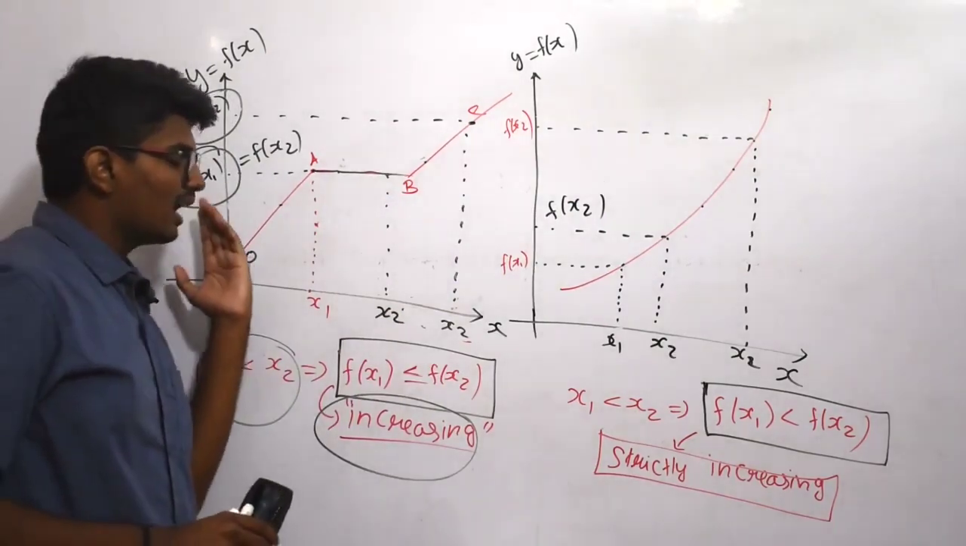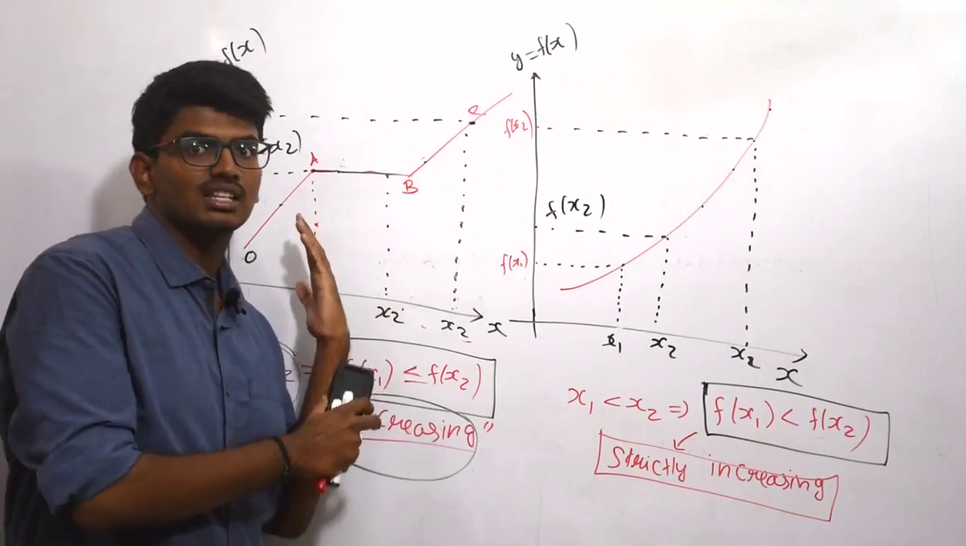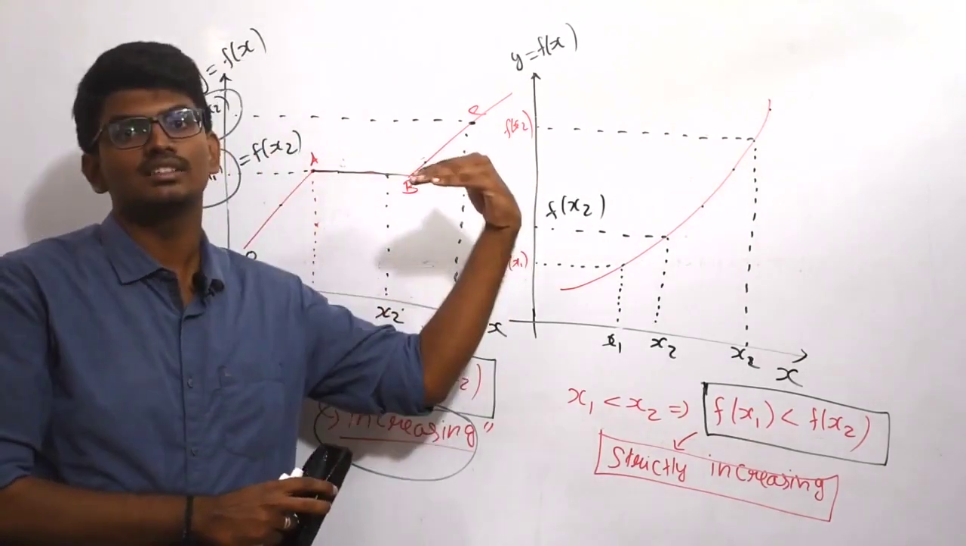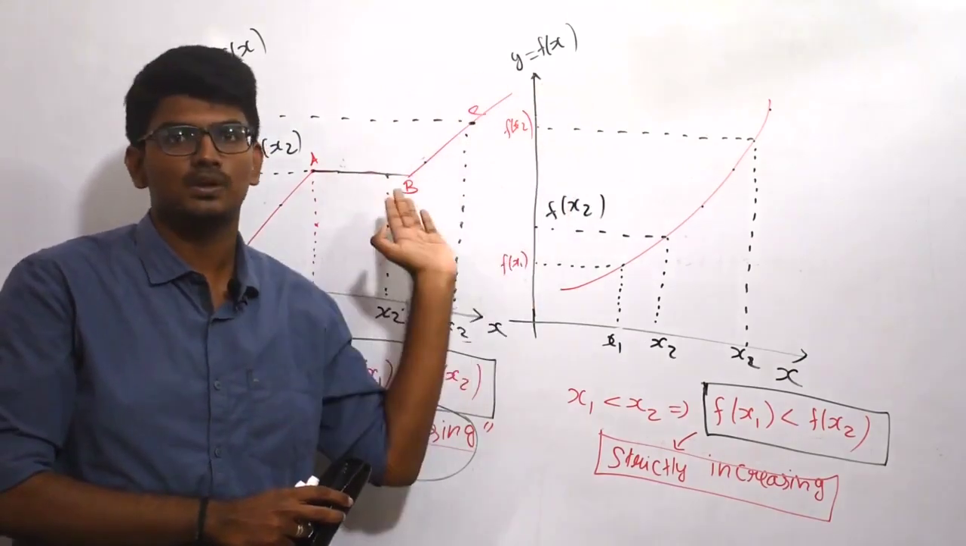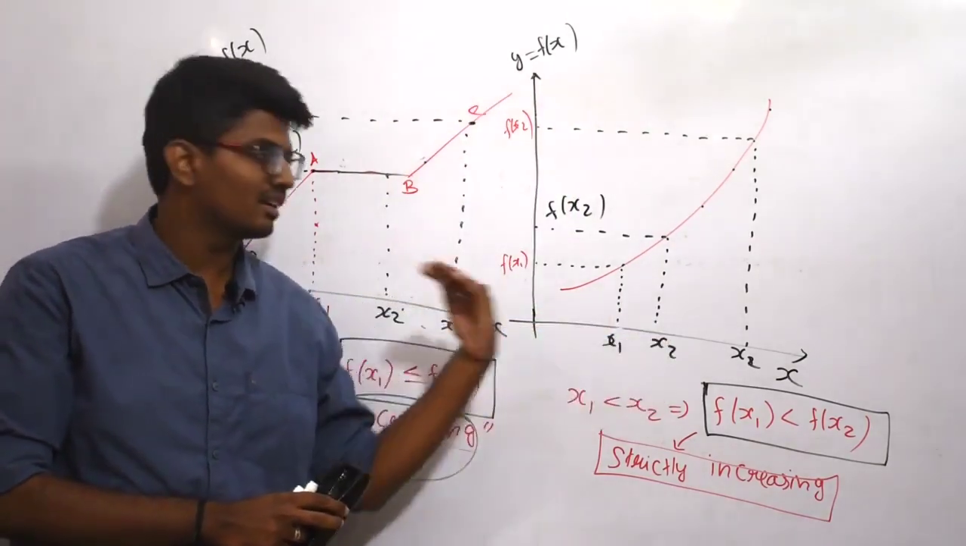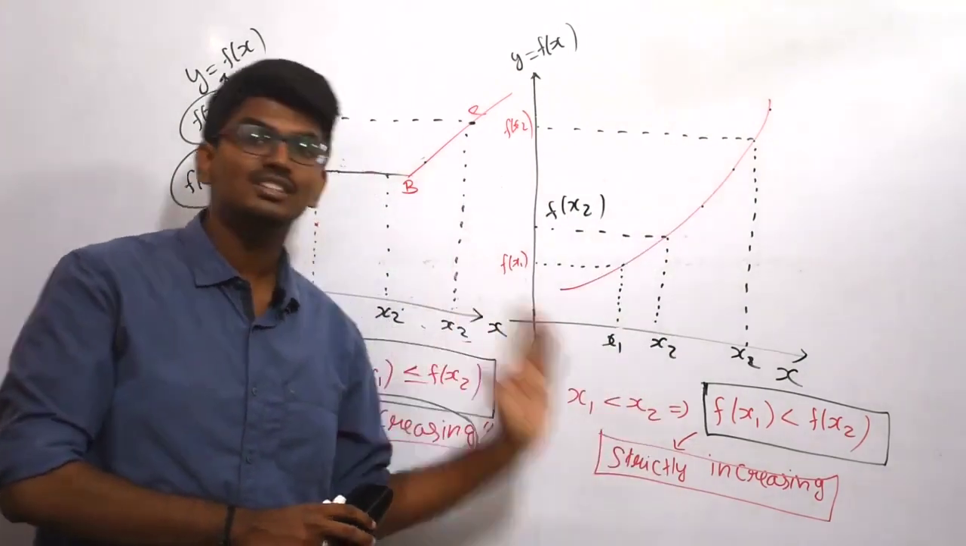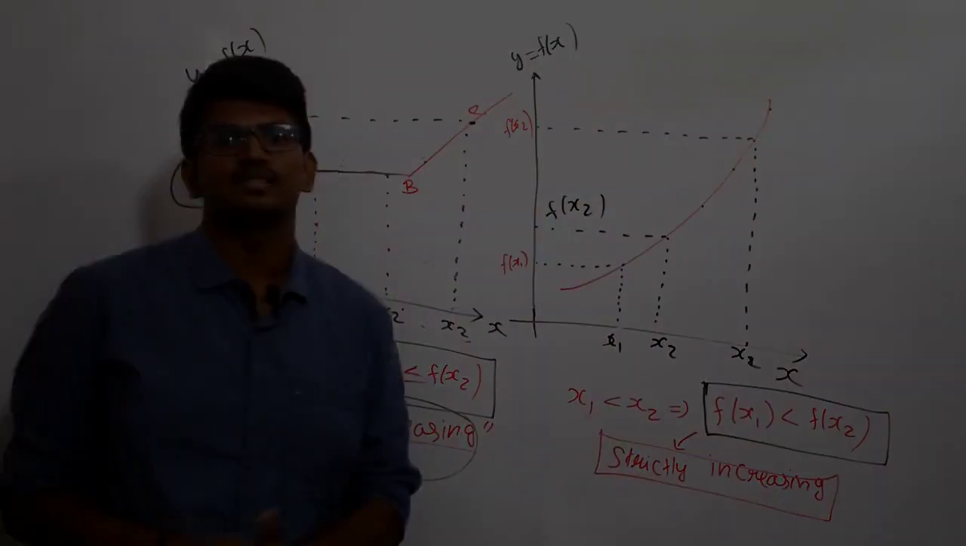Simply, as we move from left to right, that is, as we increase x value, here there is a possibility of a constant value and then an increase, or an increase and then becoming constant. It is possible. But in a strictly increasing function, as we increase x, f of x will keep on increasing. So that is the difference. Now we will go to the decreasing function.